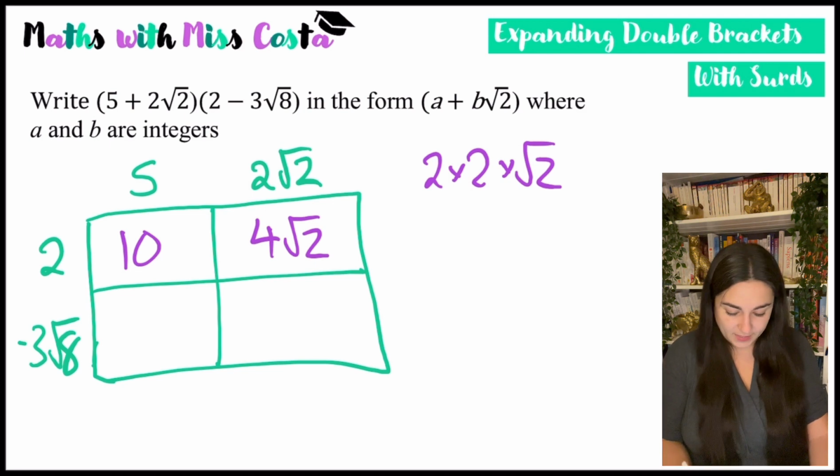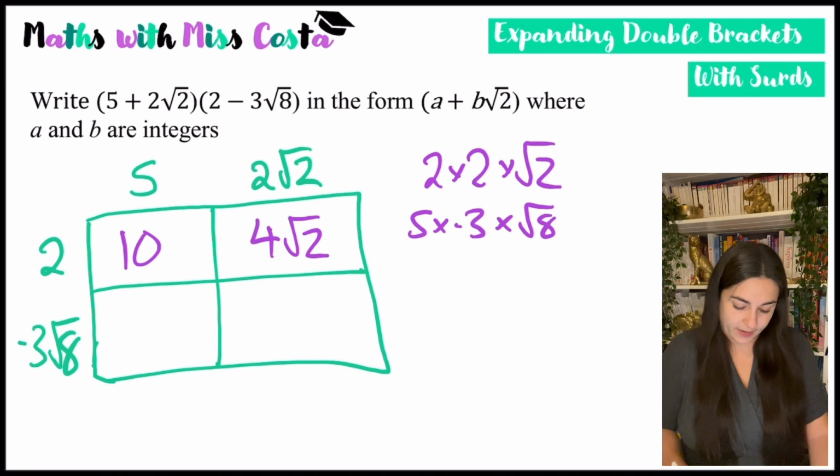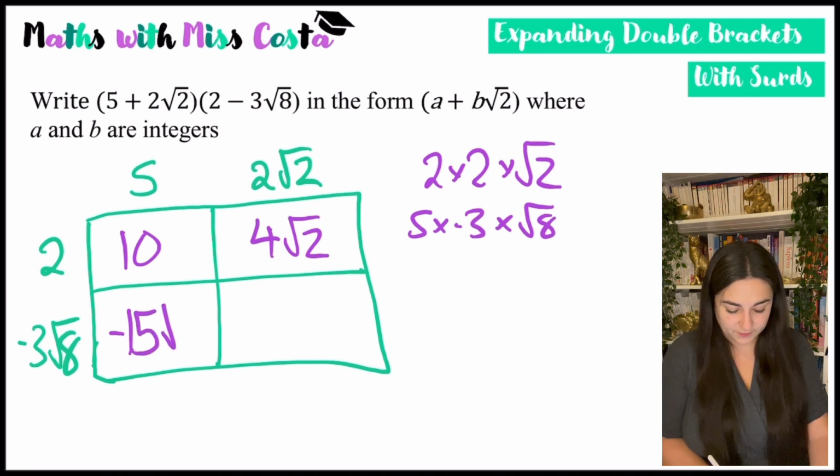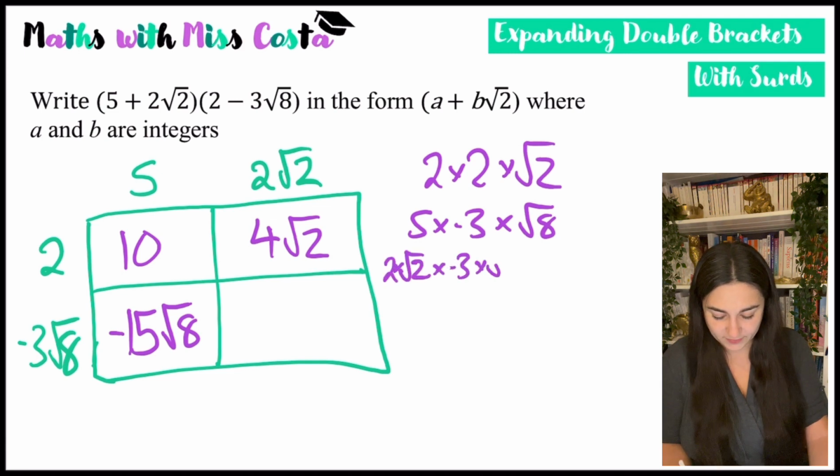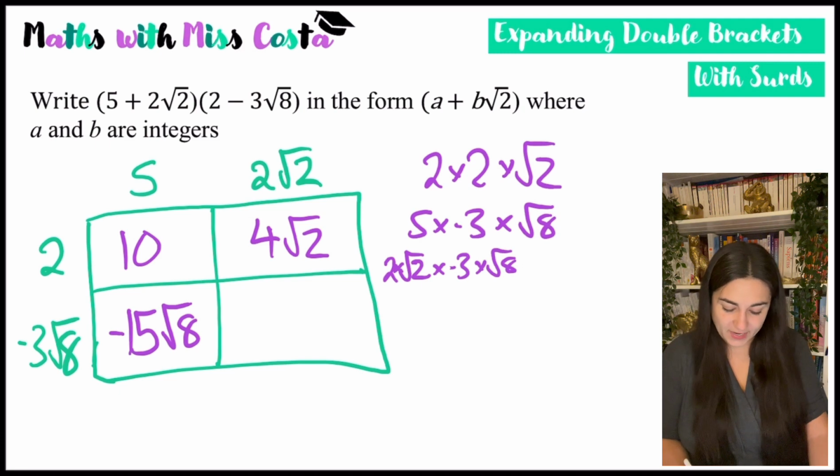And then we've got 5 times negative 3 times root 8. So 5 times negative 3 is negative 15. So we've got negative 15 root 8. And then, oh, this is a nasty one. So we've got 2 times root 2 times negative 3 times root 8. So that would become negative 6 root 16. Okay, so this is clearly going to be a tricky question.